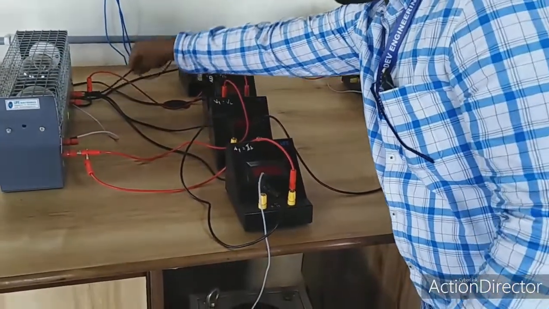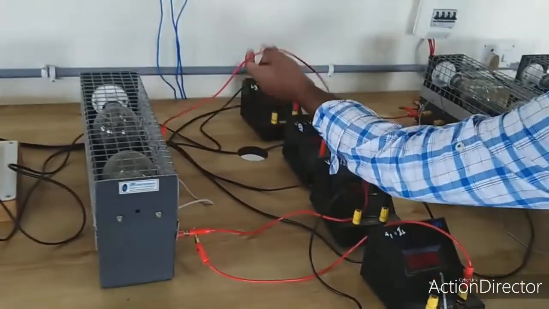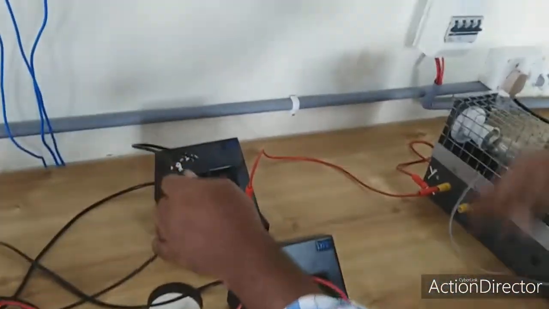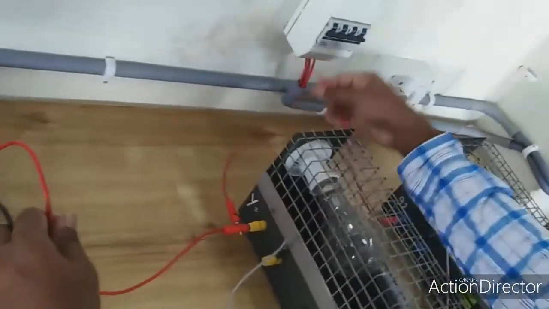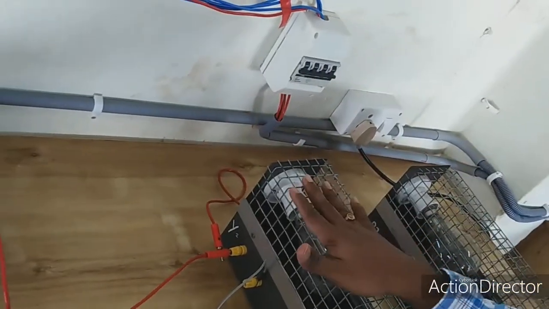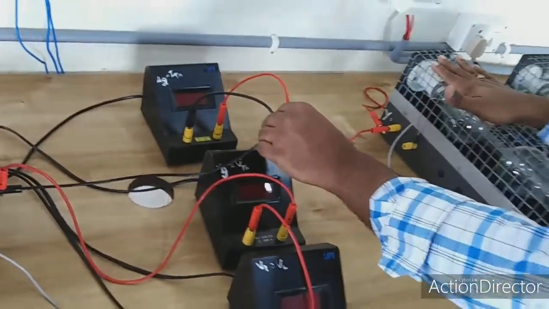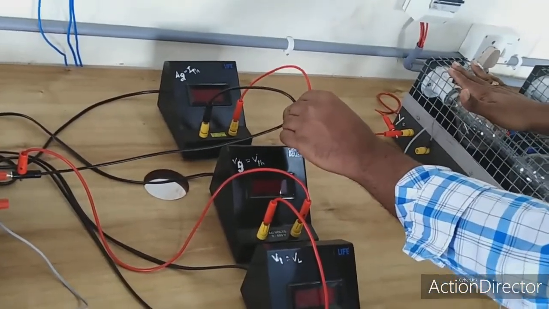So for that common point connection, I am connecting like this. You can see this is the first load end point, and this is the second load end point, and this is the third load end point. So all the three loads' end points I have to connect, because it is a star connected load. All the three end terminals are connected together. So that will form a neutral connection.